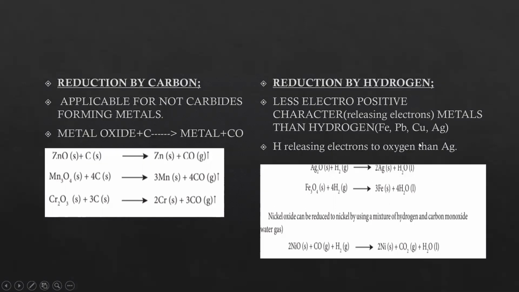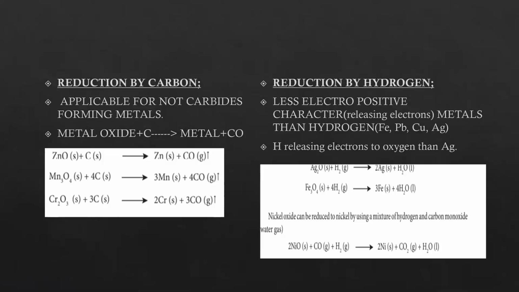The next method is reduction by hydrogen. For what type of metal do we need to use hydrogen as the reducing agent? Metals with less electropositive character. Electropositive character means releasing electrons. Less electropositive metals like Fe, Pb, Cu and Ag than hydrogen. So hydrogen releases electrons to oxygen rather than the Ag.